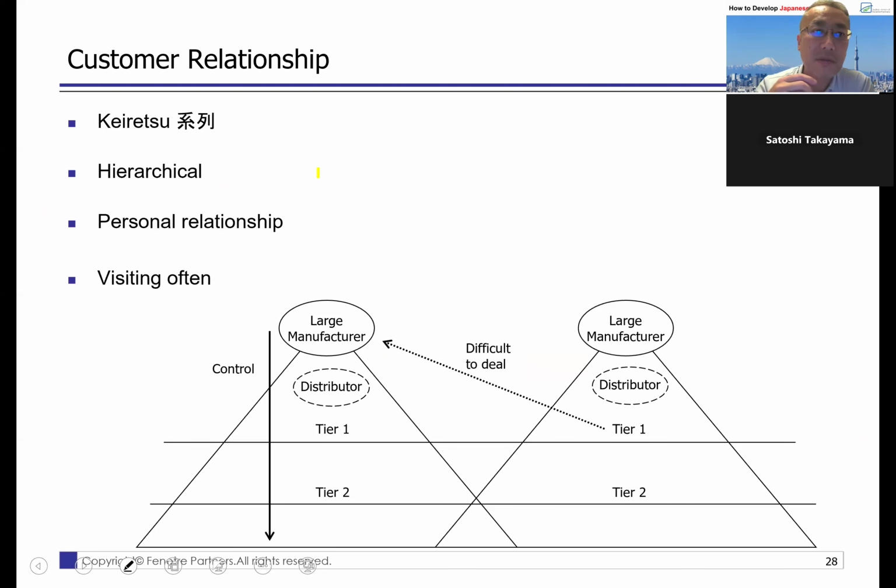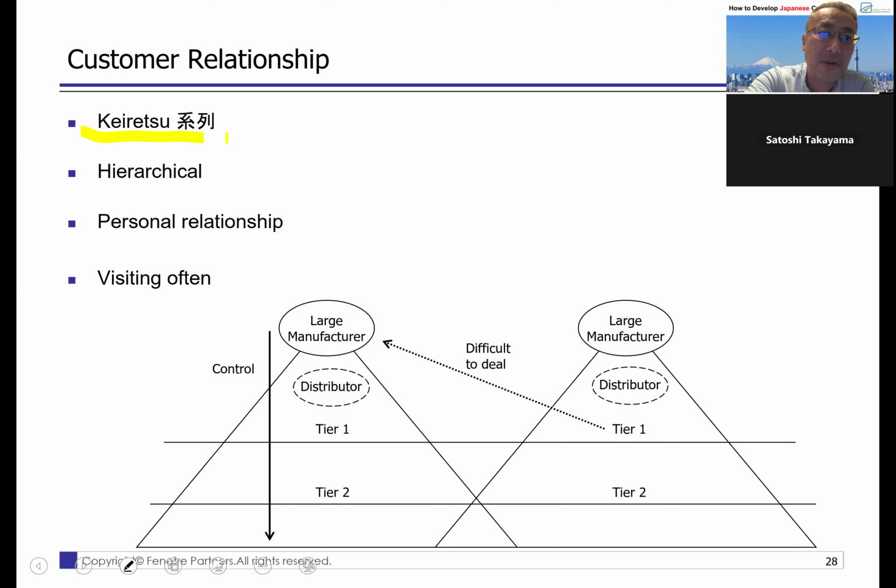And this is about customer relationships. In North America or Europe, the relationship between the customer and the supplier is somewhat equal. But in Japan, it's hierarchical. So the manufacturer or customer is much stronger than the supplier.